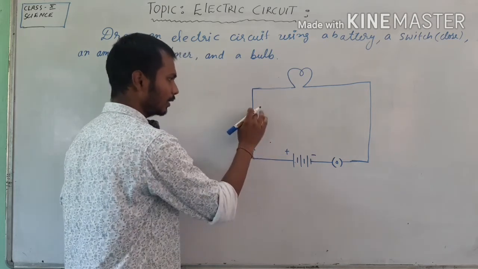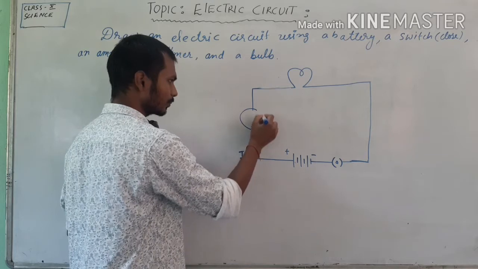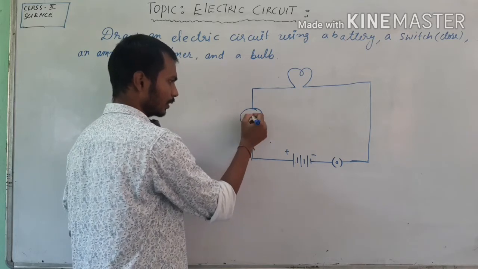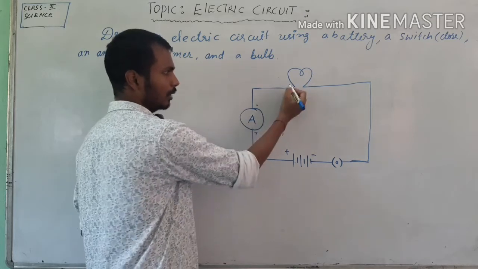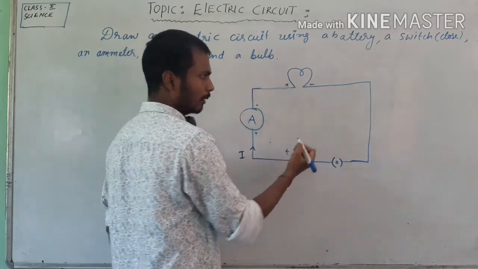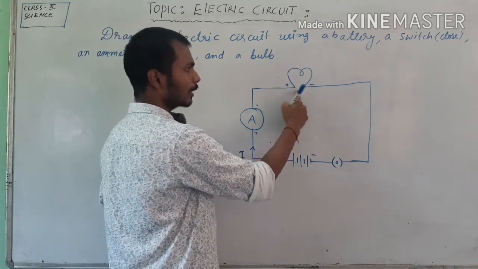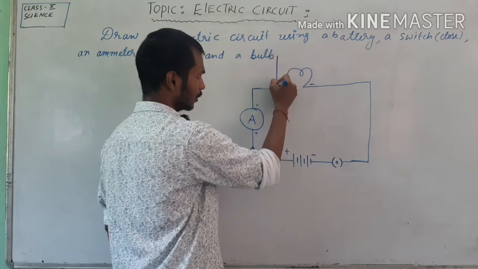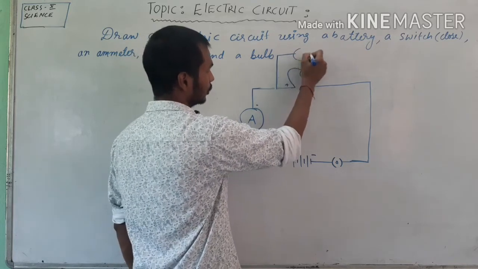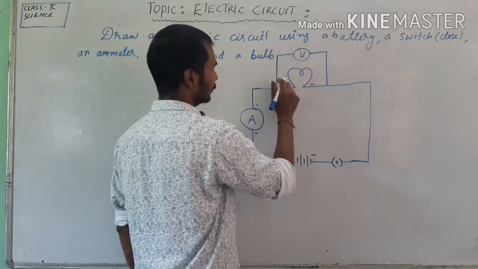Now measure the current. So we have to install one ammeter in series. This is the ammeter. This is plus of the ammeter, minus of the ammeter, plus of the bulb, minus of the bulb. Now there is a voltmeter also. Now you measure the voltage across the bulb, so we have to place one voltmeter above the bulb.